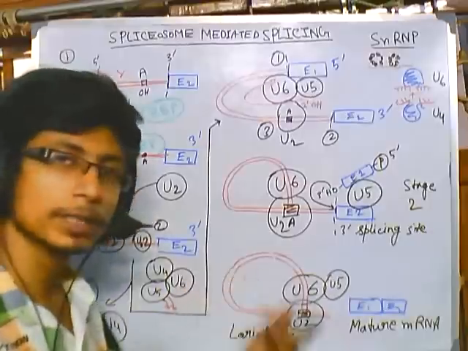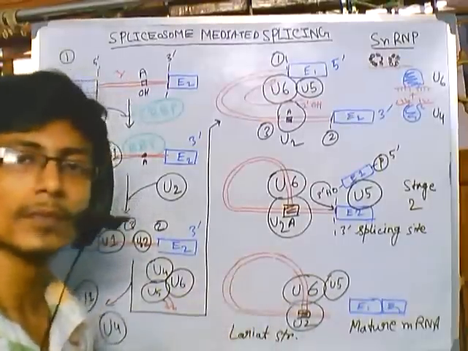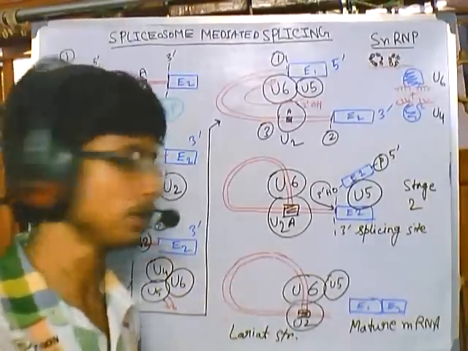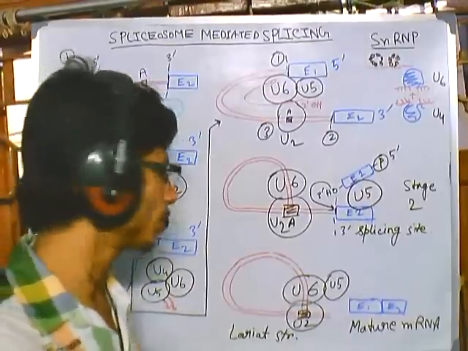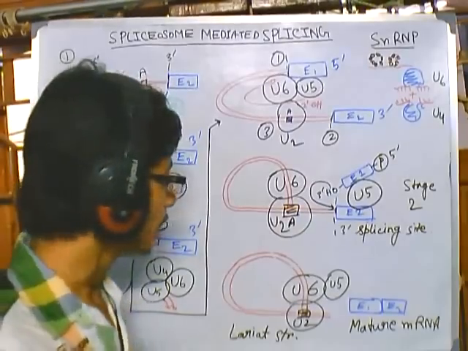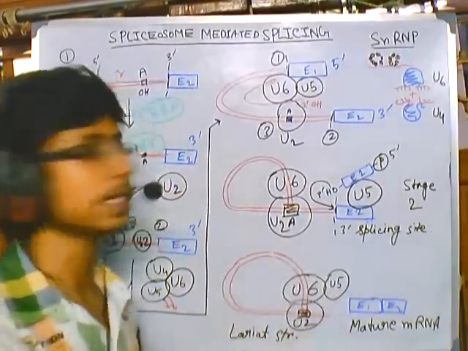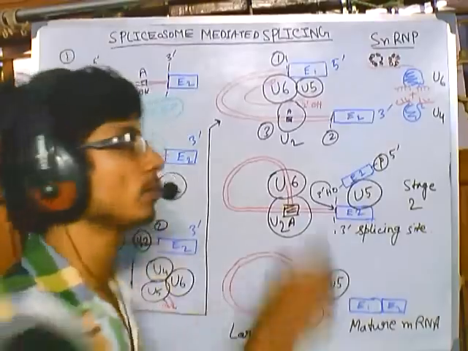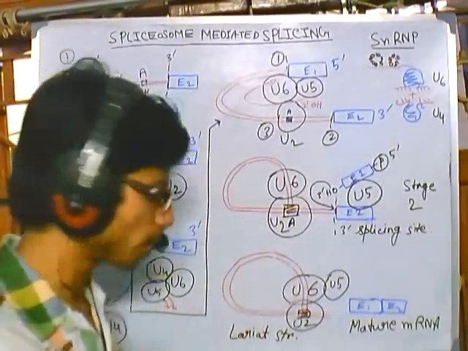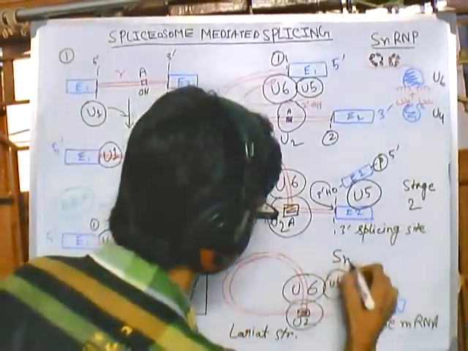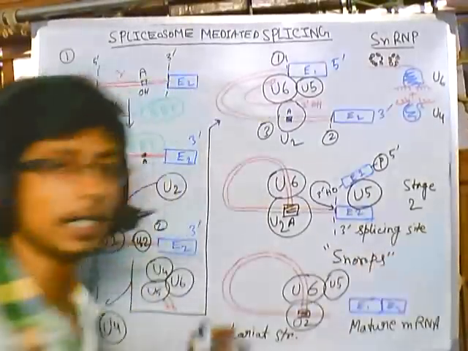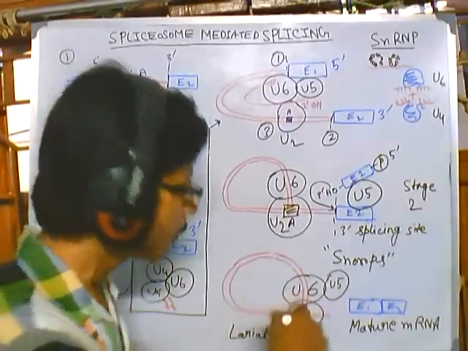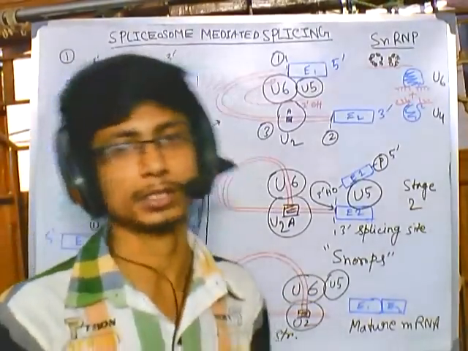And the lariats can also be degraded to form snRNPs or snow proteins, okay, not snow proteins, snRNAs, sorry for that. And these other protein complexes, snRNPs, or in short form they are also called snorps. The snorps are removed and they can be utilized in future processes.